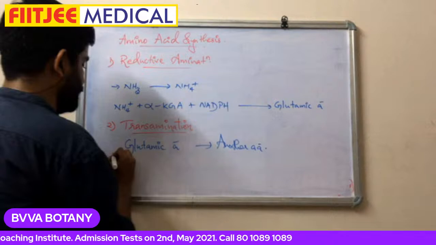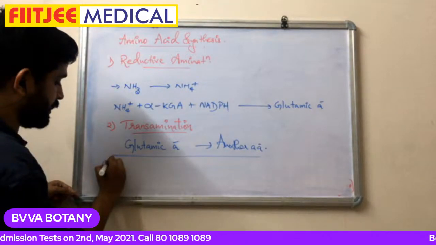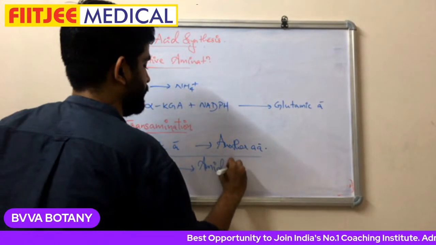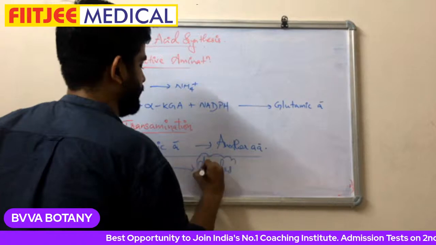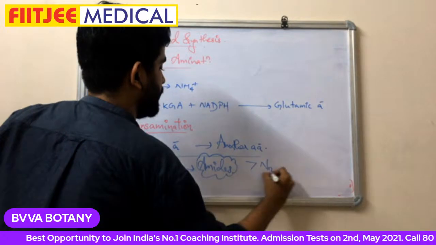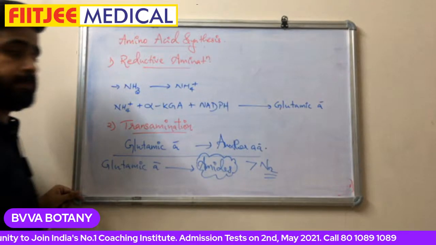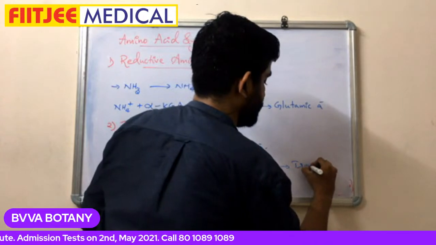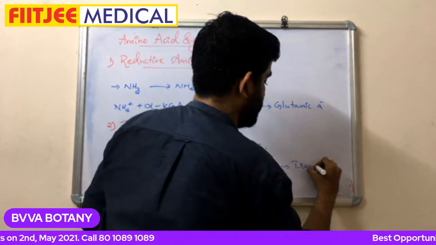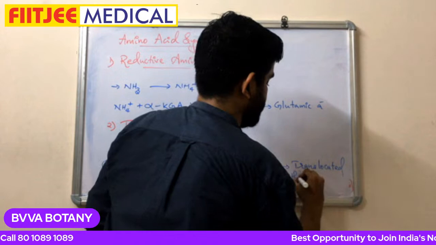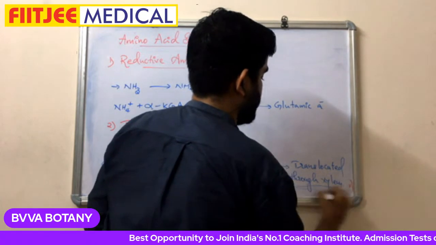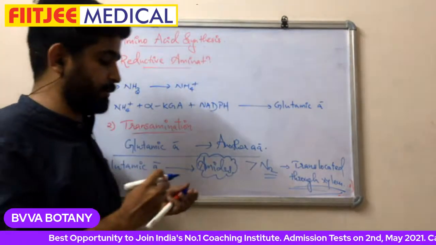Here the glutamic acid can also lead to the formation of some amides. They have more nitrogen than any other amino acids. Okay, and usually these amides are translocated through the xylem. So that's all about this chapter.